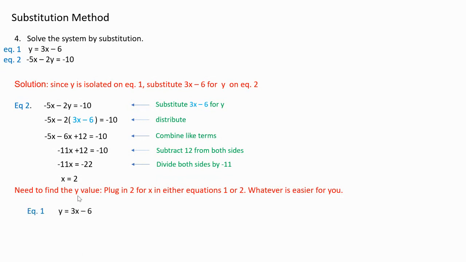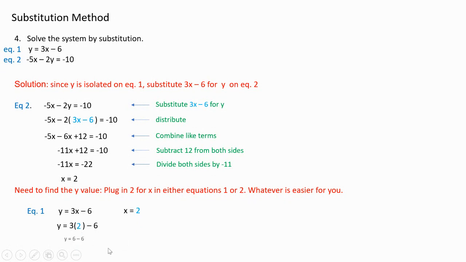So for example, I'm going to share with you guys what I will do. What I would do here, I will plug in the value for x in equation 1. Why? Because y is already isolated. So all I do is plug it in for the x here, guys, and then we simplify and we get our answer. So we're going to plug in 2 here for the x.